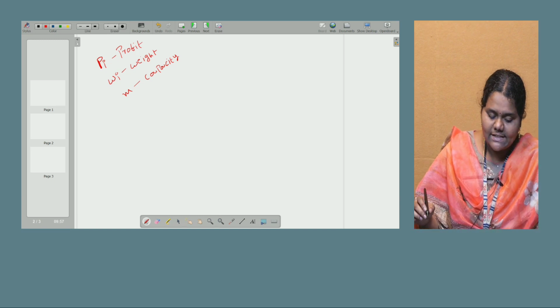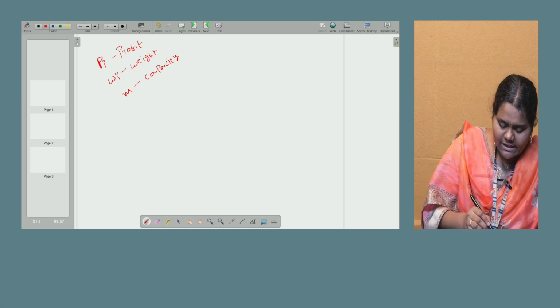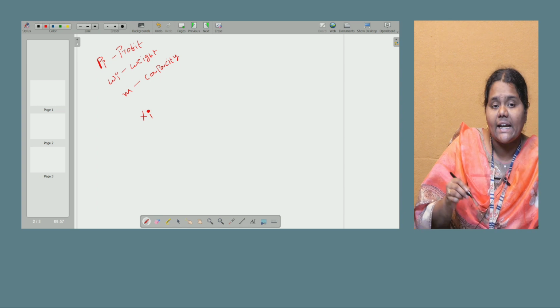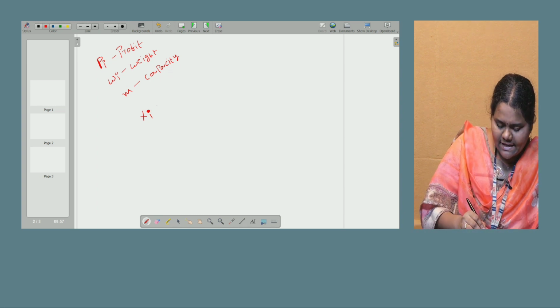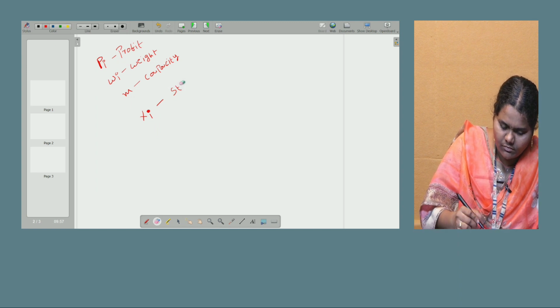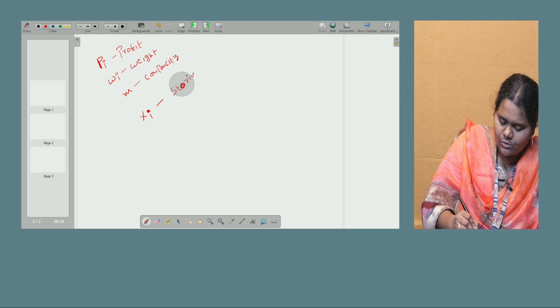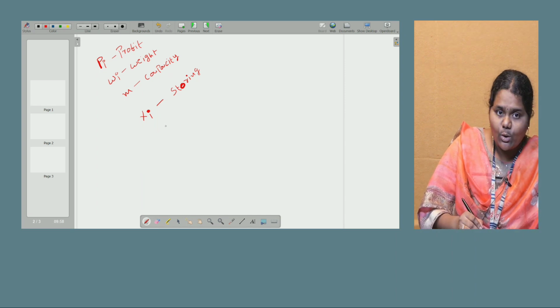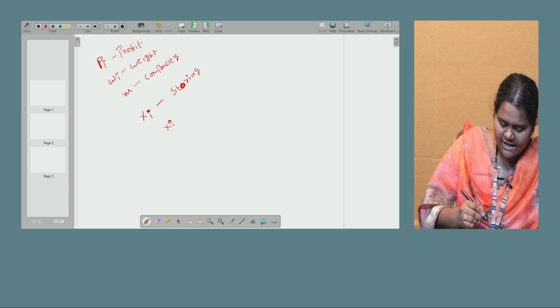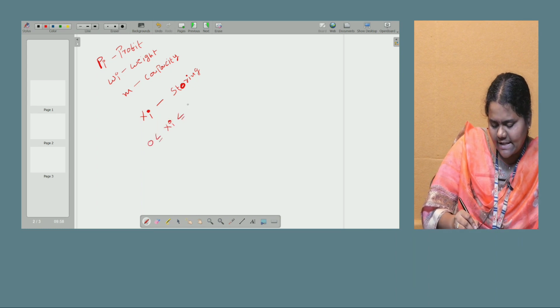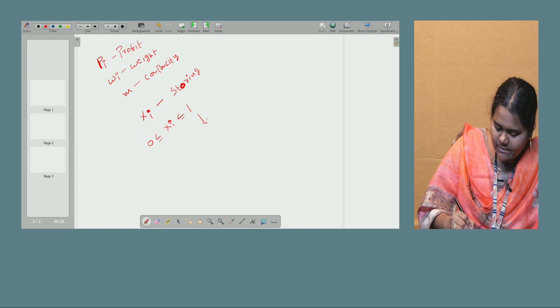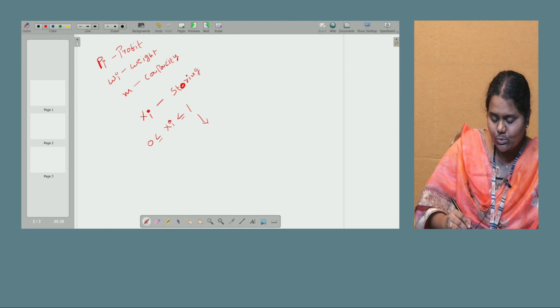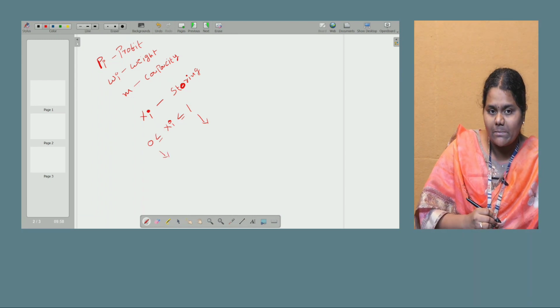In this process we are using a variable xi, which is used for storing purposes. xi ranges from 0 to 1, that is, 0 less than or equal to xi less than or equal to 1. 1 means the complete object is placed into the knapsack. 0 means no object will be placed into the knapsack.